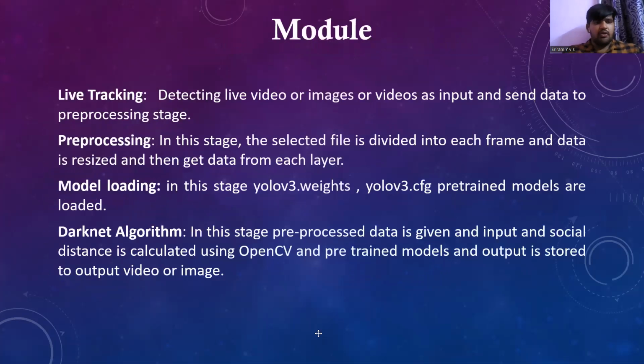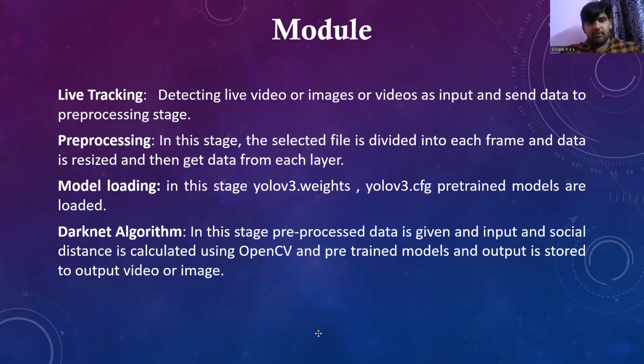And module. In this, we have four stages. That is first one, live tracking, in which detection of live video or images takes place, and then they are sent to the pre-processing stage. Pre-processing. In this stage, the selected file is divided into each frame, and data is resized and given to each layer. Then get data from each layer.